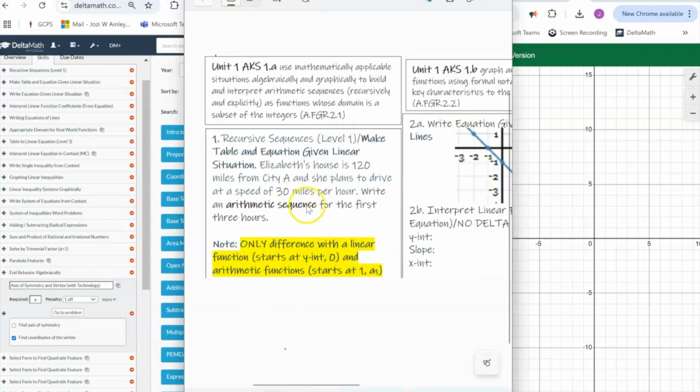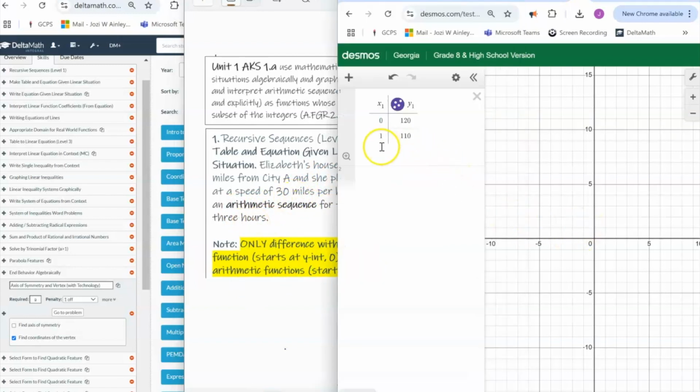Okay, so if we're being asked to write an arithmetic sequence, I'm not going to look at the 0. All right, for the first 3 hours, so I need 3 hours. So that's hour number 1, hour number 2, hour number 3. So she's going to lose 30 each time, right? Because she's driving 30 miles every hour. So 110 minus 30 is going to be 80, and then 80 minus 30 is going to be 50. So we're losing 30 every time.